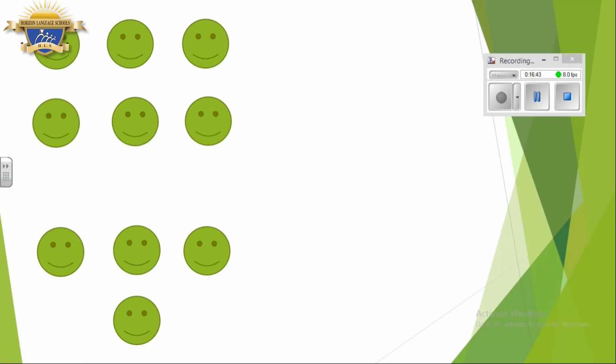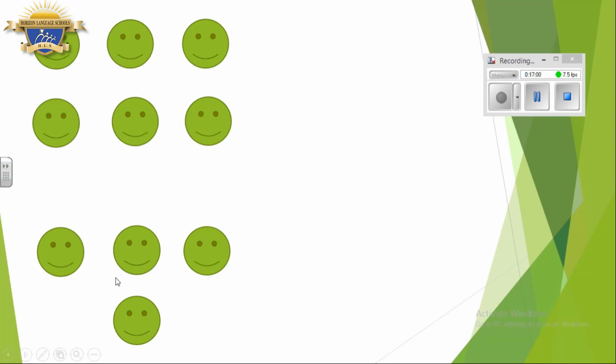So I have here a set of shapes arranged in order in columns and rows, and there is no gap between them. I don't have any missing parts in this picture.